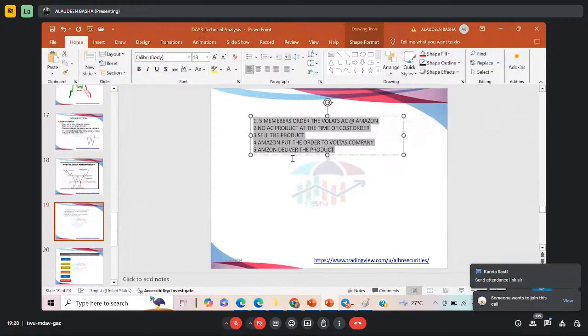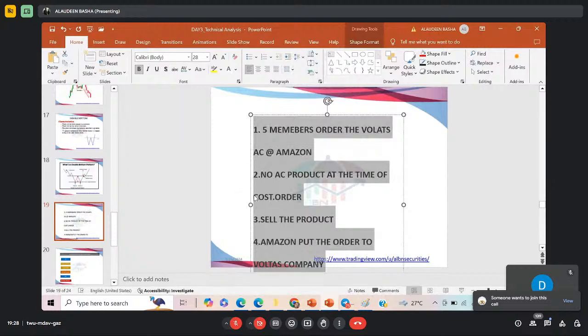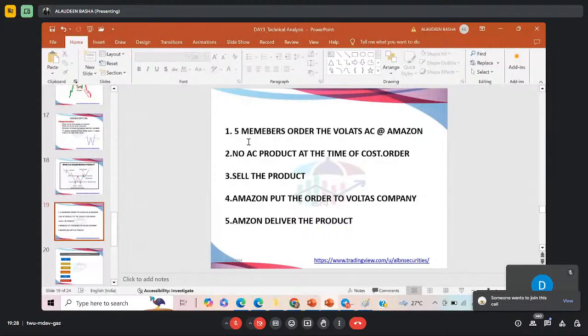So I'll repeat the same steps. I hope all of you understand. Just imagine the first 5 or 10 members put an order for a Voltas AC at Amazon. At the time of the order, Amazon may or may not have the product in its warehouse. Most of the time they are not holding the product. Once the customer orders and pays the amount or confirms the order, Amazon goes to the vendor, buys the product and delivers it to the customer.